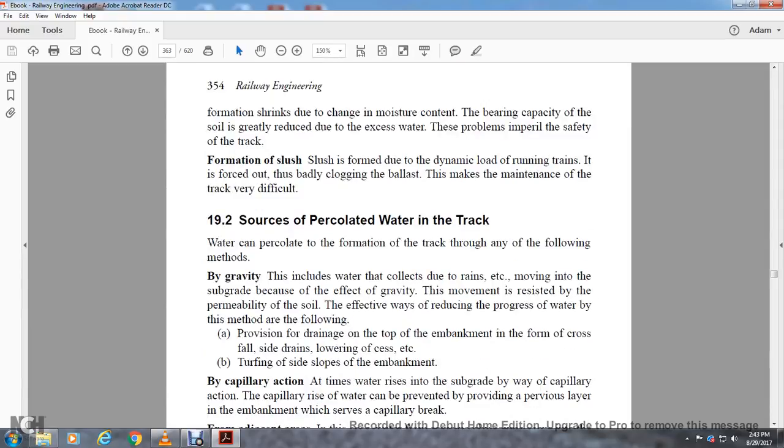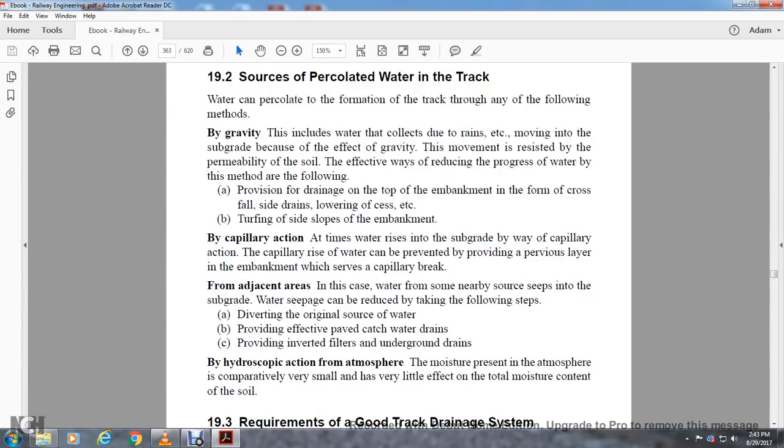19.2 Source of the percolated water in the track. Water can percolate into the formation of the track through any of the following methods. By gravity, which includes water collected through the drain, moving into the subgrade by the effect of gravity through permeable soil. The effect of waves reduces the progress of the water, and the method is to provide drainage at the top of the embankment from the cross fall side of the drain, lowering the success of turfing the side slope of the embankment.